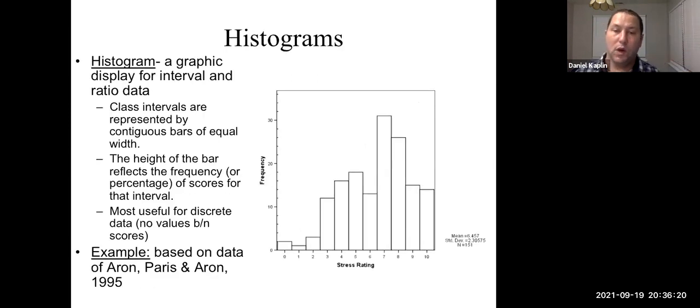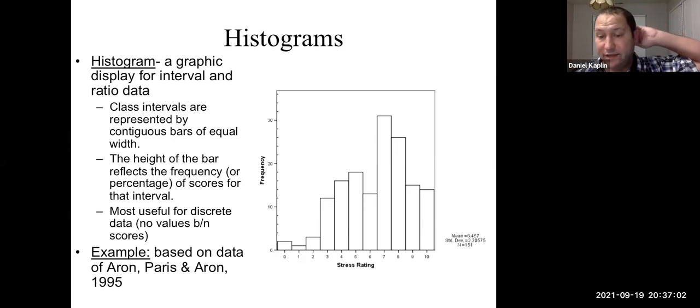Now, if your dependent variable is interval ratio and your measurement variable or your independent variable is continuous data, usually like stress ratings, it's continuous from 0 to 10, like we said previously. Then you're going to use a histogram, right? Because a histogram is designed for continuous data, which is a fancy way of saying that the variable of interest is either interval or ratio in nature.